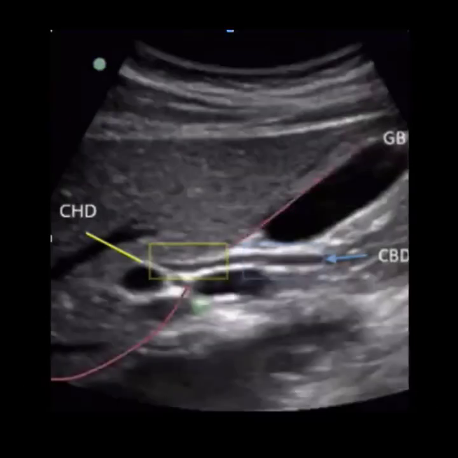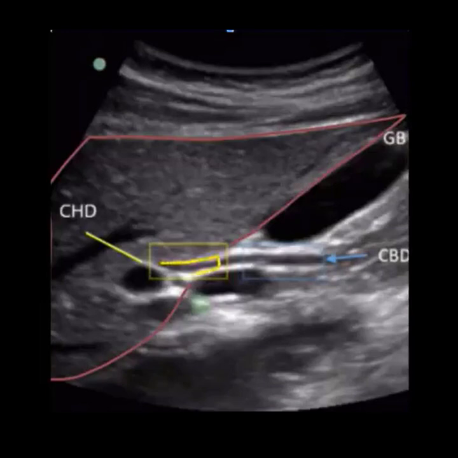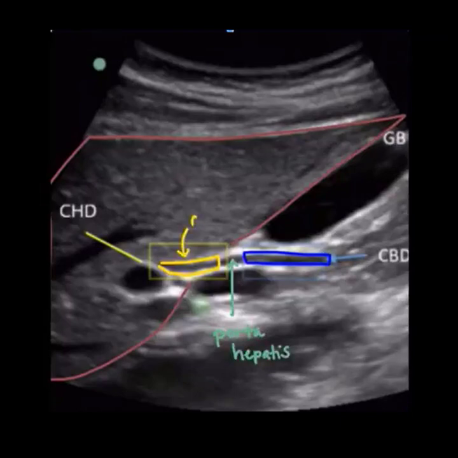To identify the porta hepatis, look for the edge of the liver. The portal vein, hepatic artery, and bile ducts enter and exit through the porta hepatis. Identifying these structures and the edge of the liver will give you a visual cue where the common hepatic duct and common bile duct are.